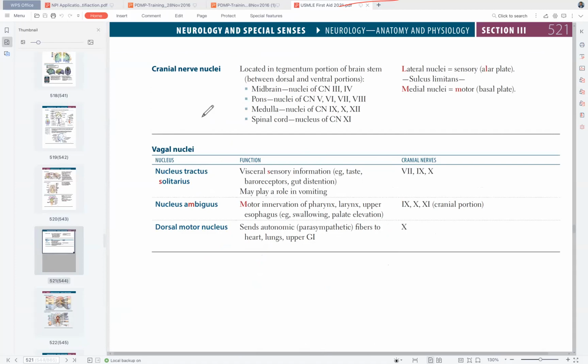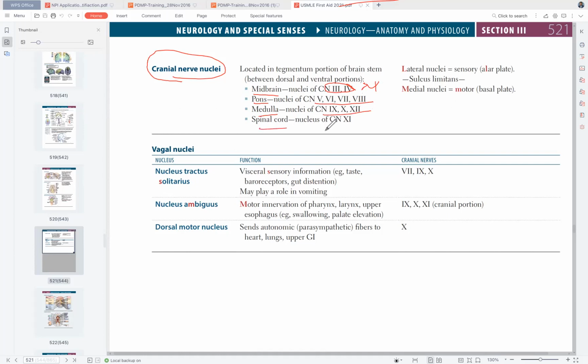It looks like the same thing we're talking about. So the nuclei, I told you they were deeply embedded in the brain stem, right? The midbrain has two nerves coming from there, 3 and 4. Then the pons and medulla. The next four are from the pons.